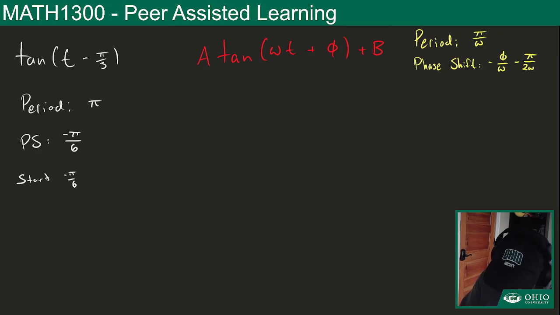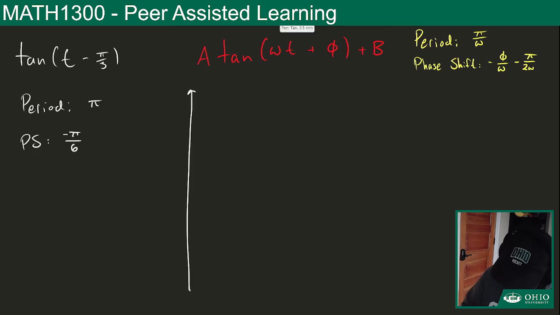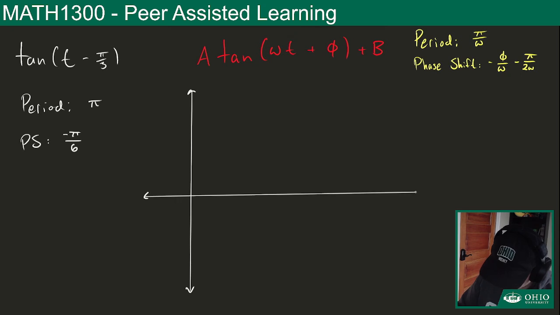Well, let me put it this way. Let me draw the axes, actually. Let's draw our axes. Okay, so I have this negative pi over 6 term here, and I'm going to add an entire period worth of distance to the graph. That's going to be at negative pi over 6 plus pi, but I can convert that to 6 pi over 6, and that simplifies to 5 pi over 6.